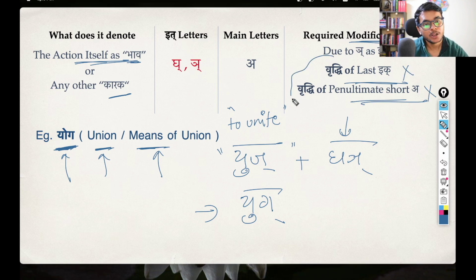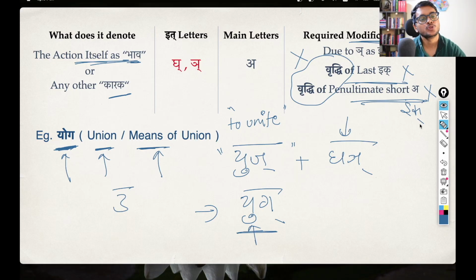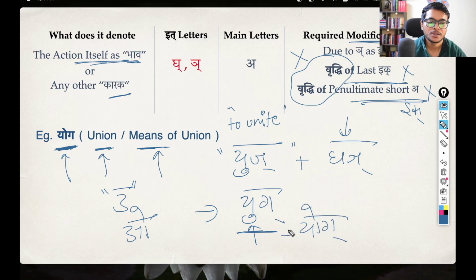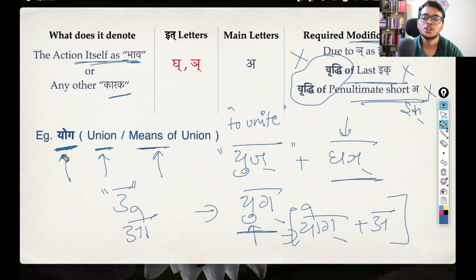And since the vriddhi modifications are not possible, we will check for the guna modifications, and the guna of penultimate short ik. This is the rule. So guna of penultimate short ik is possible here because as the penultimate vowel we have u. U belongs to this ik pratyahara. So the guna of u will happen. Guna of u is o. So this yug will change into yog. This is the modification that happens. From this ghai pratyay, we get the a as a main content, and we simply combine them together. We get this pratipadika yoga. That means the action itself, that is union, and that also means the karanakaraka, the means of uniting, the instrument of union.